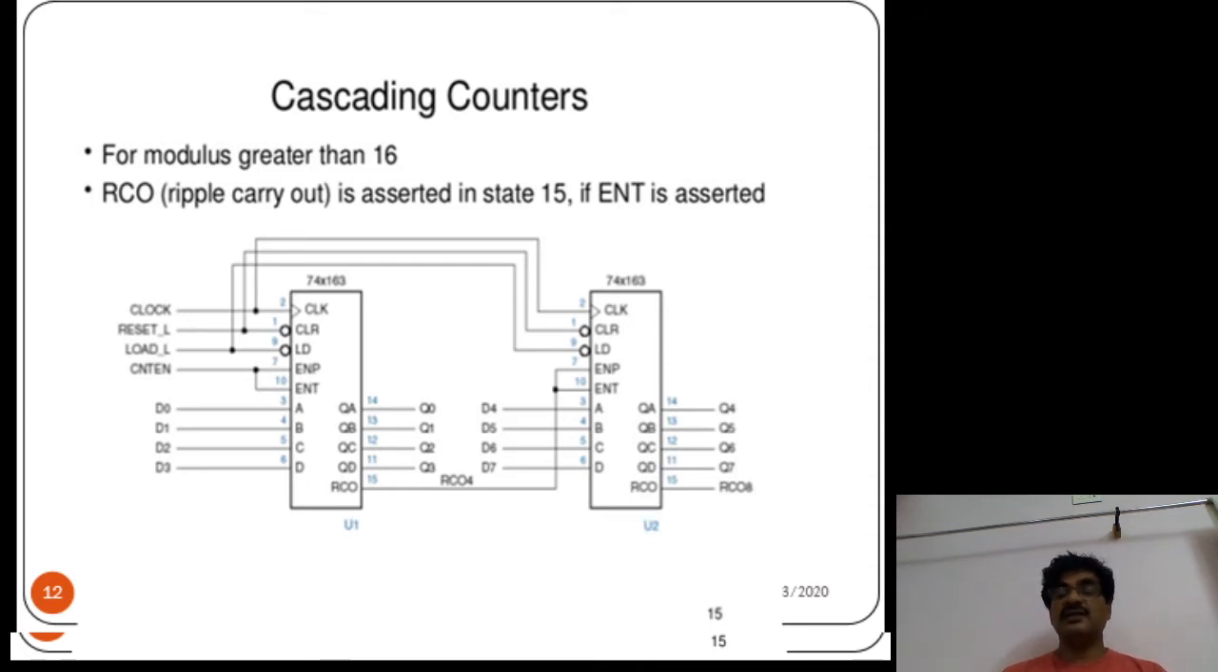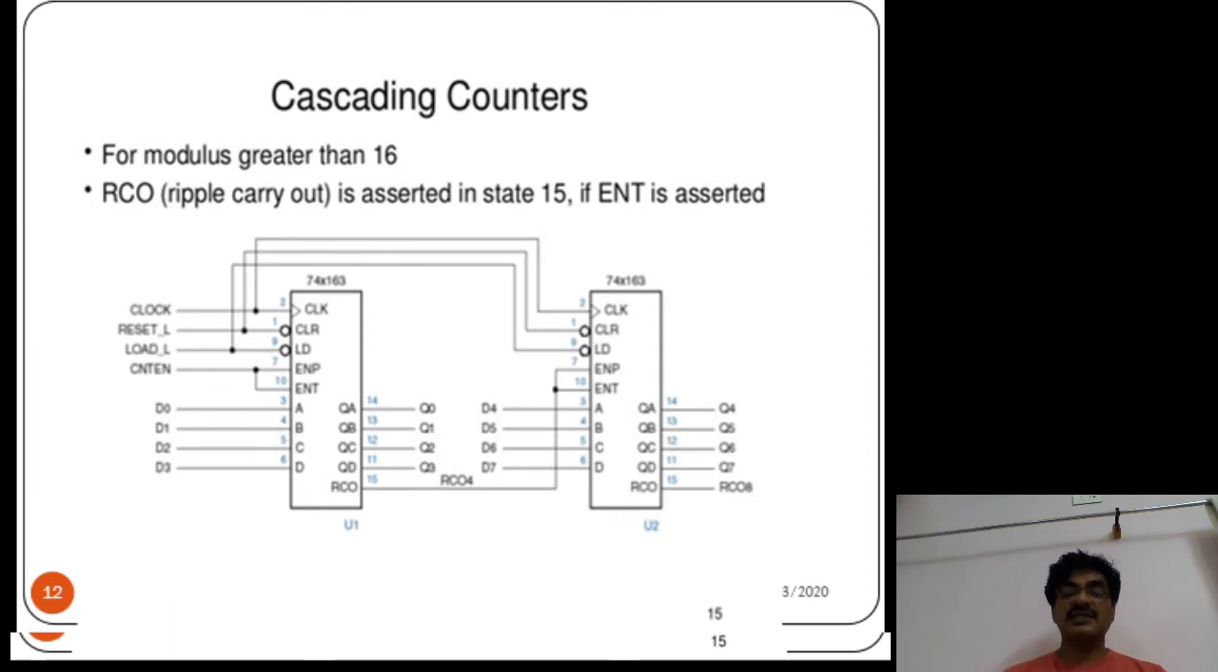So the first 4-bit counting you can observe in the first IC 74163, which is a 4-bit counter. The total 8-bit counting sequence you can observe with the help of both these ICs. That is the design of the 8-bit counter and the purpose of RCO. In order to cascade, it is very helpful.